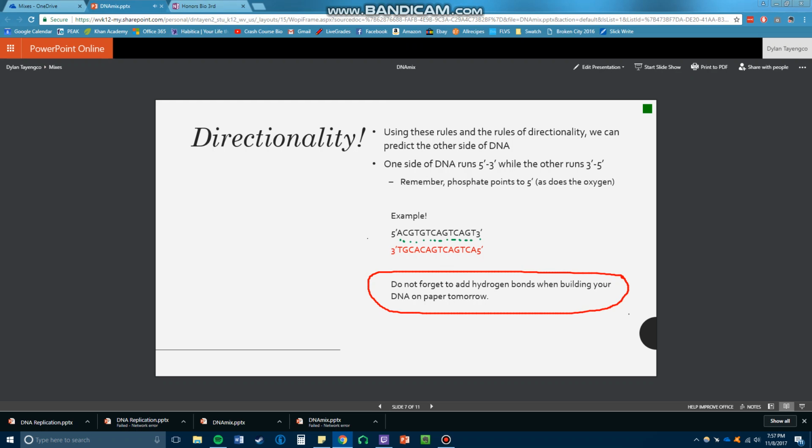And you can see with our example, we got just the basic ACGT on one side and then TGC on the other. It's kind of a pattern, I think. I was pretty bored doing this, but it's a good illustration of how we can predict one side with the other. Again, though, directionality, super important, especially when we get to replication. I am foreshadowing. That's an English term.